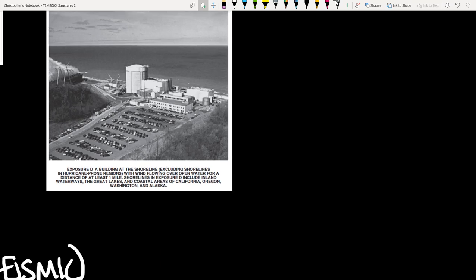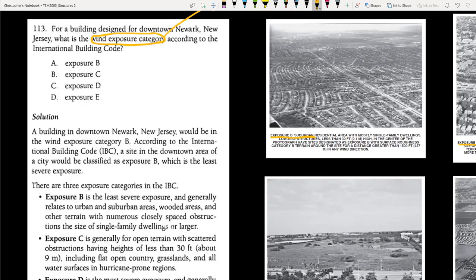So now let's return to our question. Our options here are exposures B, C, D, and E. Obviously, E can be eliminated right off the bat because it is not an exposure category defined in the IBC, leaving us with B, C, and D. Given that this is a typical building located in an urban environment, C and D do not apply, and we are left with B, the typical exposure category.